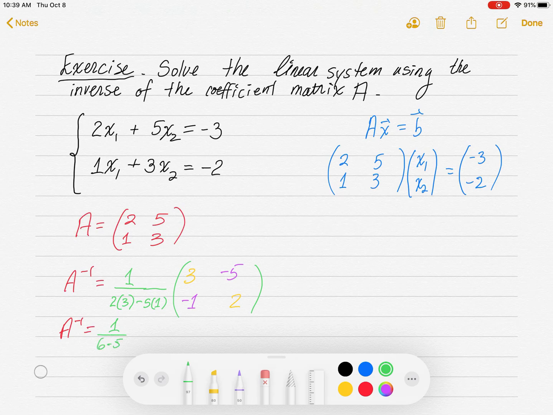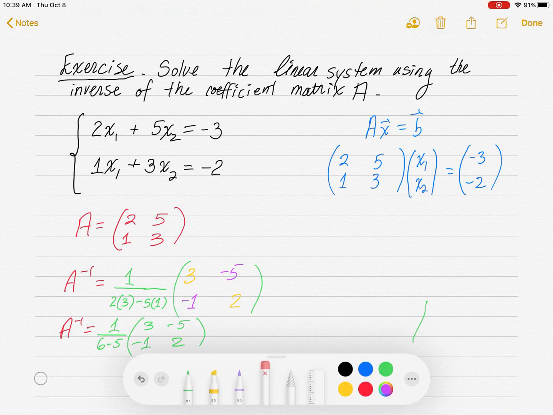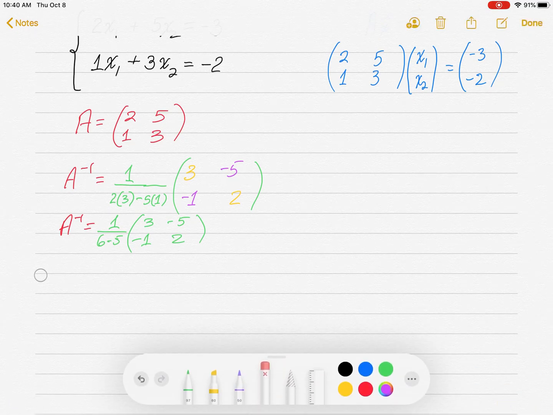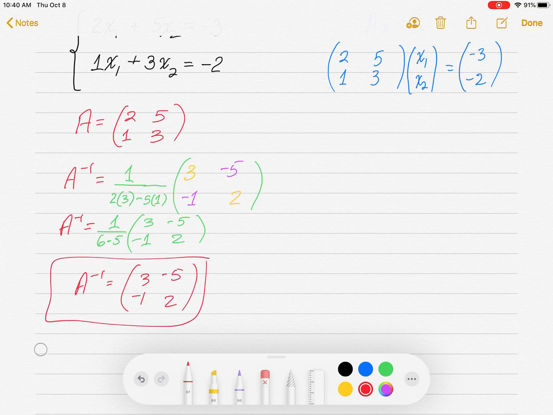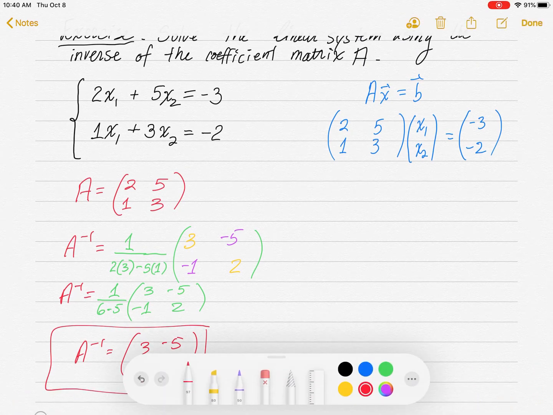So what's A inverse? I'm going to have 1 over, what's 6 minus 5? Well, that's going to be 1, right? So we're going to have 1 over 1, which is just 1, times 3, -5, -1, and 2. When you simplify A inverse, you're simply going to get 3, -5, -1, 2. So there's A inverse.